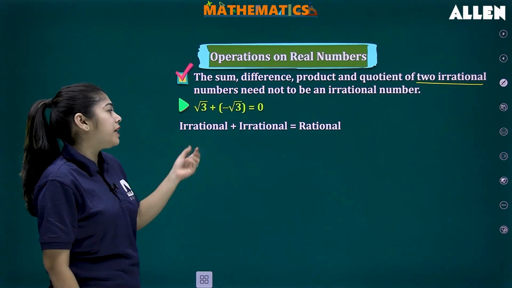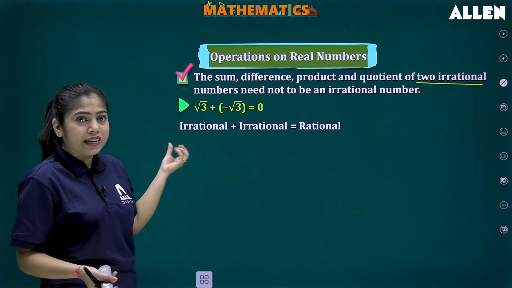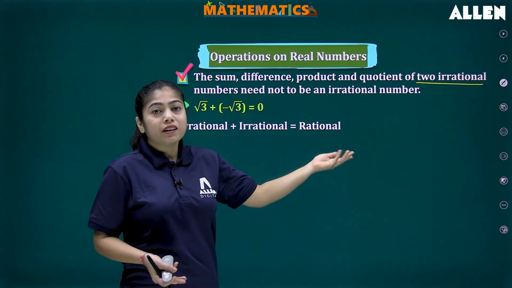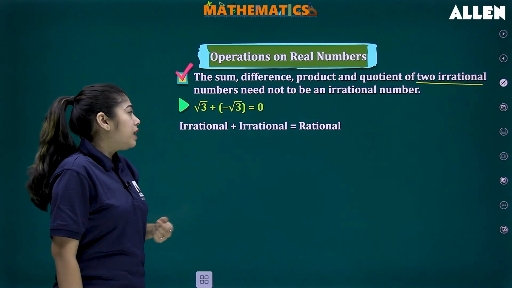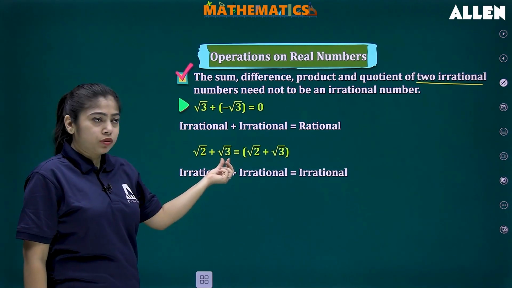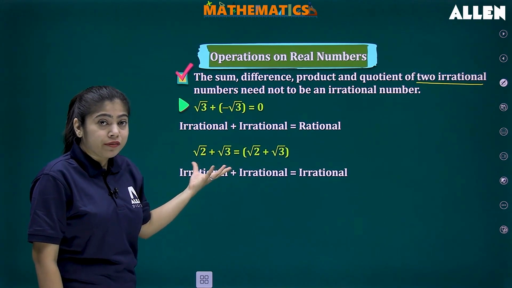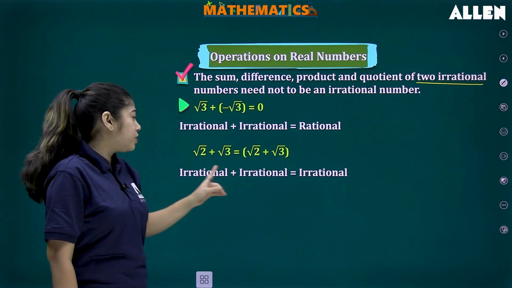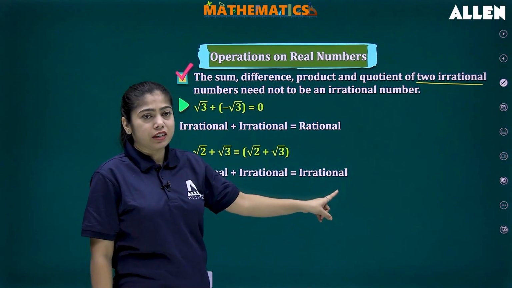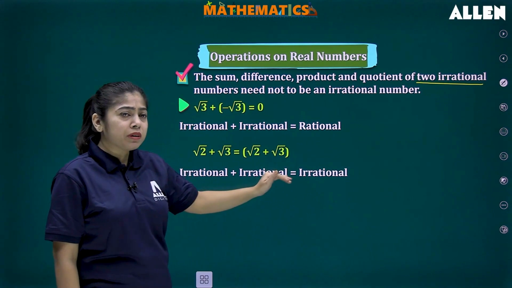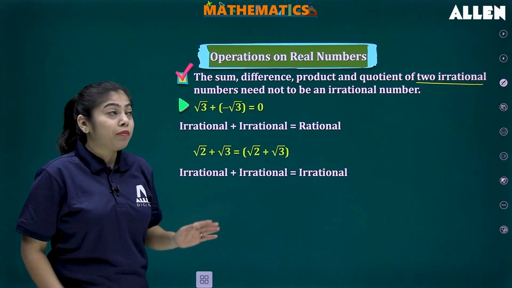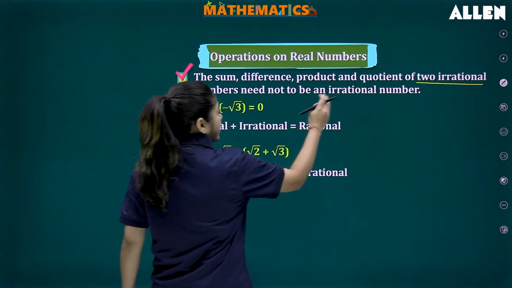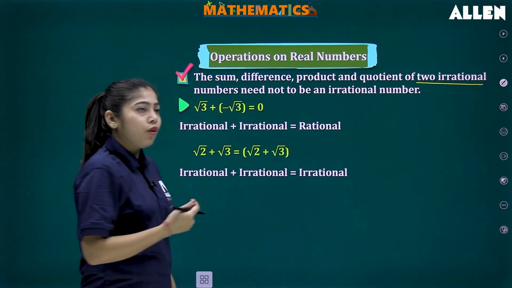So here we say that not always are we going to get an irrational from the addition of irrationals. It can be rational as well. After that, you can see root 2 plus root 3. Now, this cannot be simplified further. It will be written as it is. So here irrational plus irrational is equal to irrational. So sometimes you can get rational and sometimes you can get irrational, right? But it need not be an irrational number always.